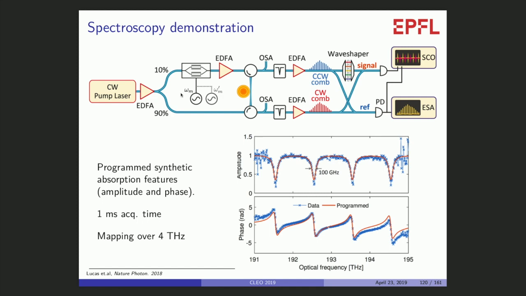So you can, for instance, take one of the combs, run it through an amplitude filter, run it through a wave shaper that also changes the phase. So the red here is what we programmed on the wave shaper in amplitude and phase. And then you can take the interferogram and compute not just the amplitude of the interferogram, but also retrieve the phases. So look at the real over the imaginary part, get the arctan. And then you get the phase profile here, and you see that it follows well the original programmed sequence.